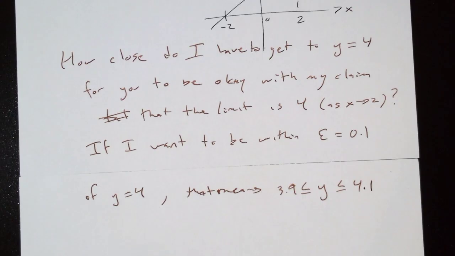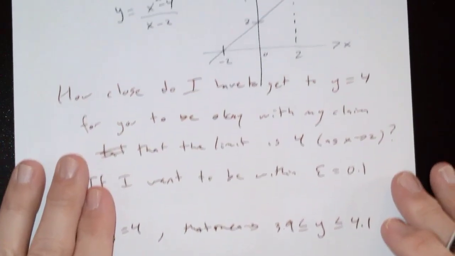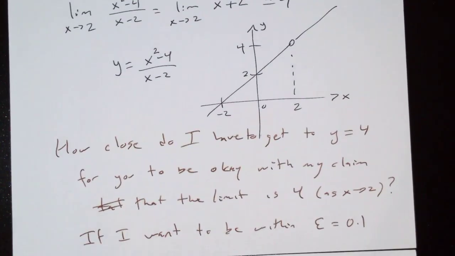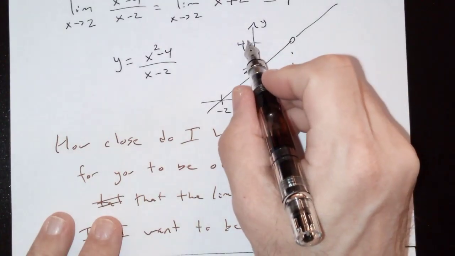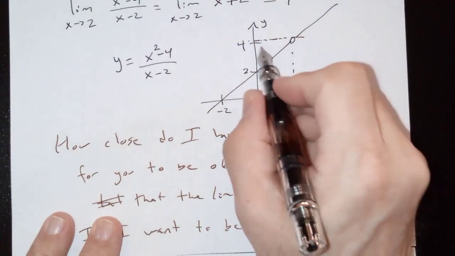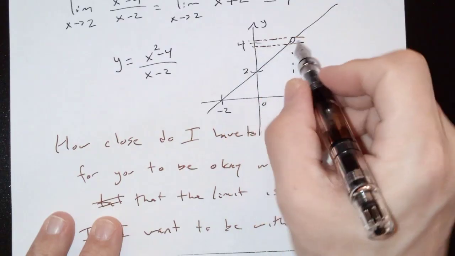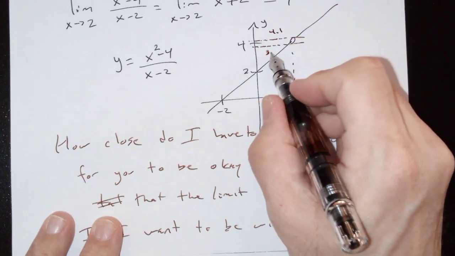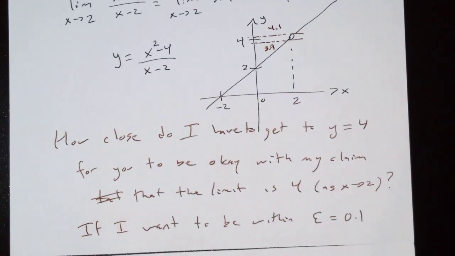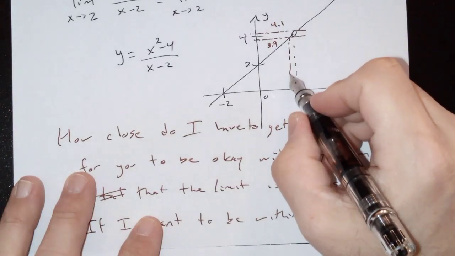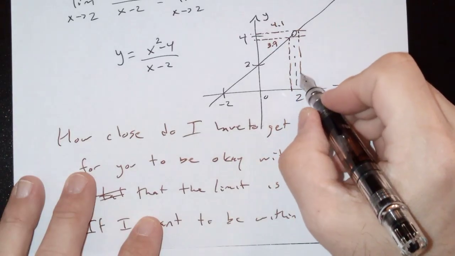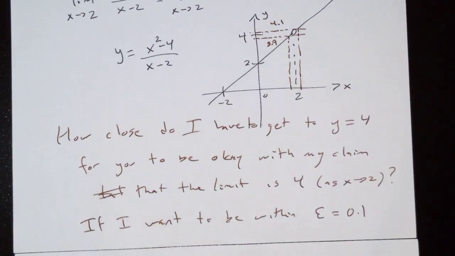Let me go back up to that picture for a second. What that really means is I should be able to draw a little belt where the top is 4.1 and the bottom is 3.9. You see how that cuts off a little piece of my graph? One of those intersections is to the left of x equals 2. One of those intersections is to the right of x equals 2. And now I have an answer.